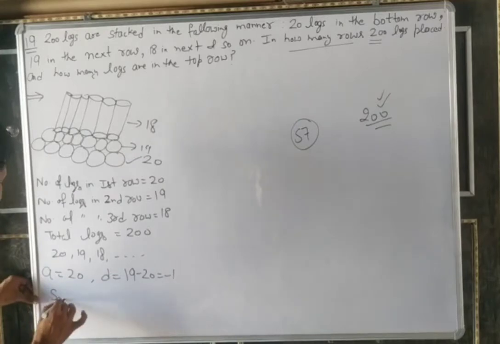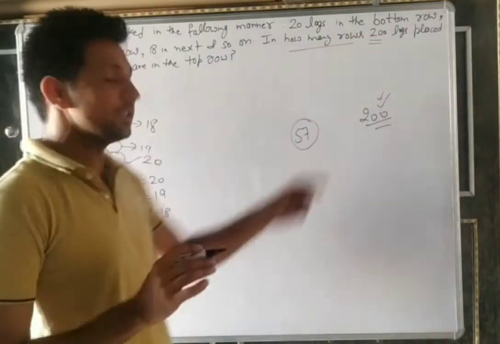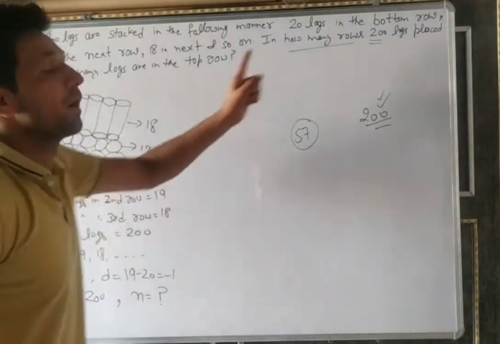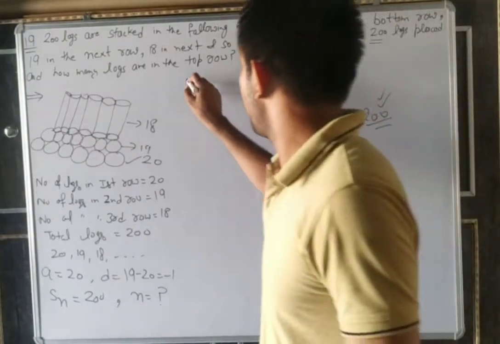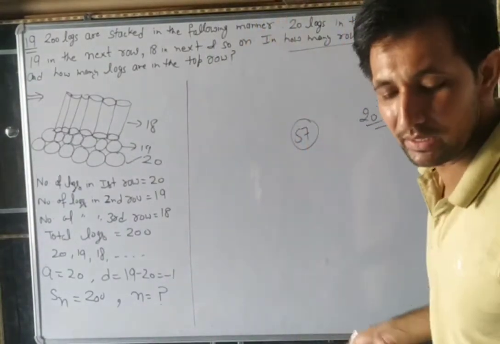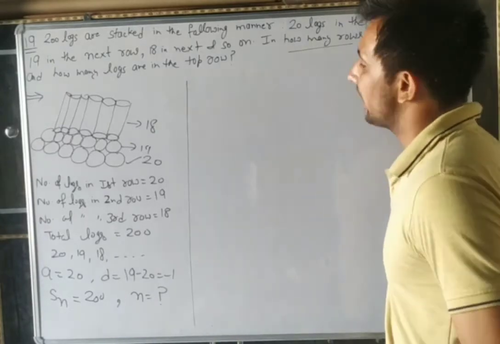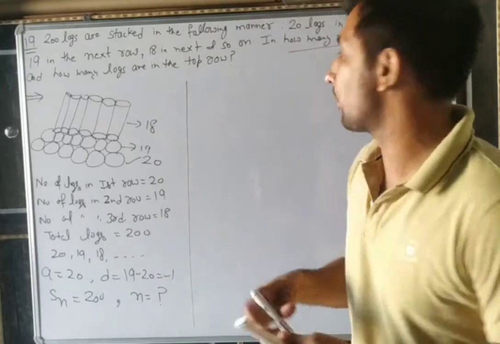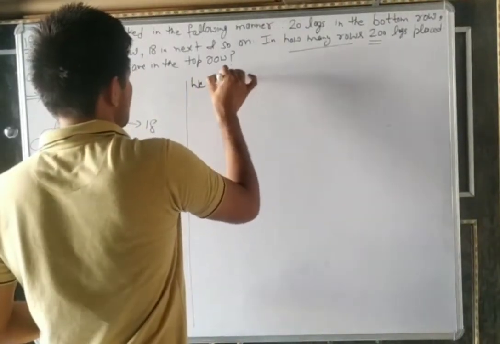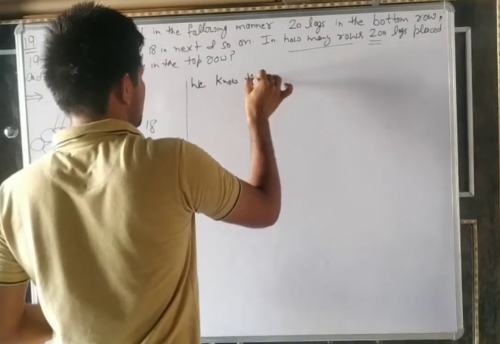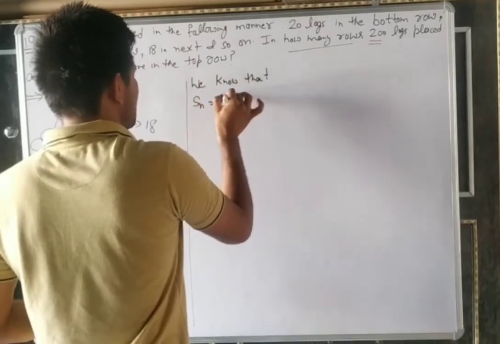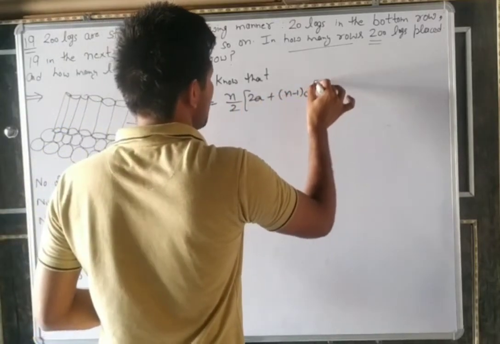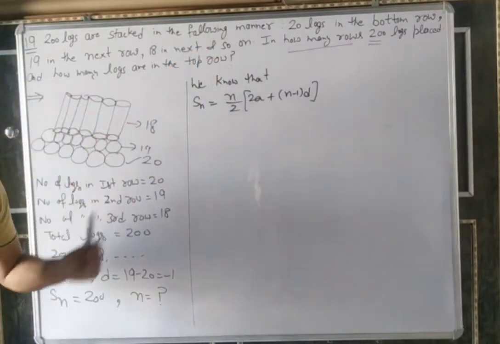And Sn, the total logs, how much? Total is 200. And what do we want to find? n, the number of rows. It's very simple, dear. Understand? Everything is given, only it is given that the sum of all logs is 200. We have to find n, the number of rows. So, we know that Sn equal to n upon 2, 2a plus n minus 1 into d. Only if you understand the statement can you solve it yourself.